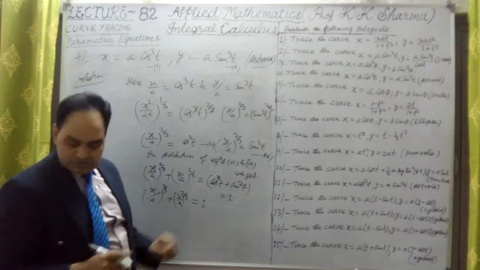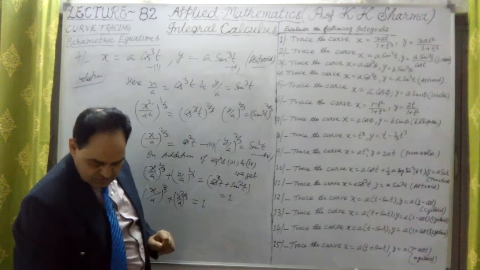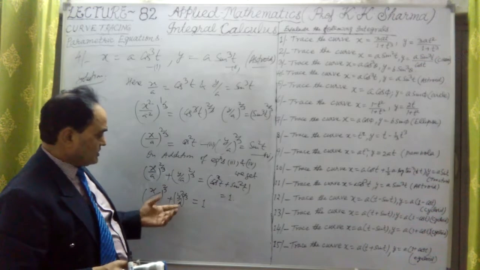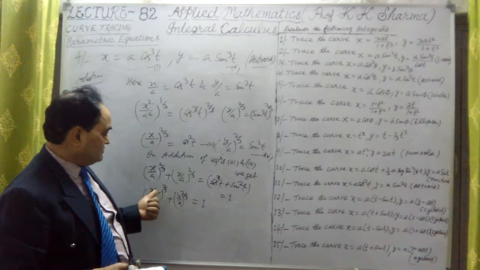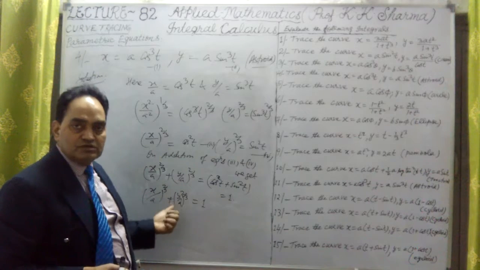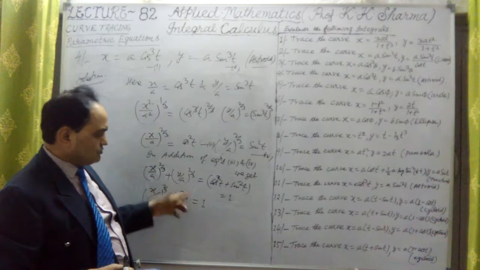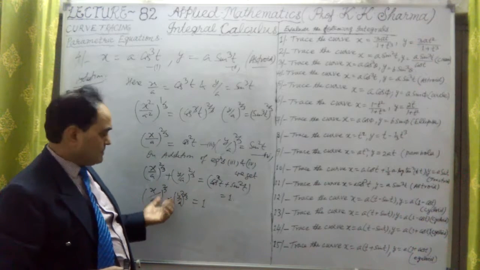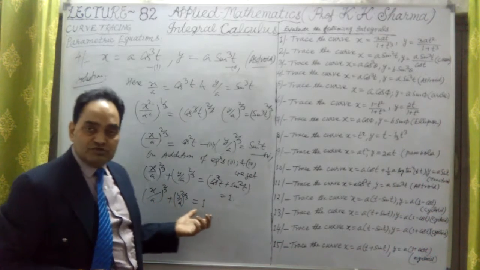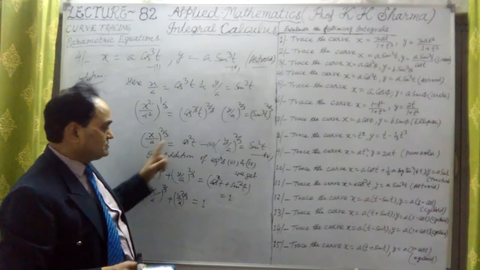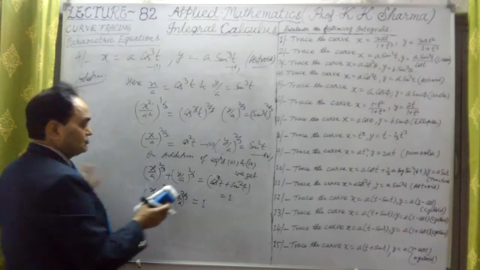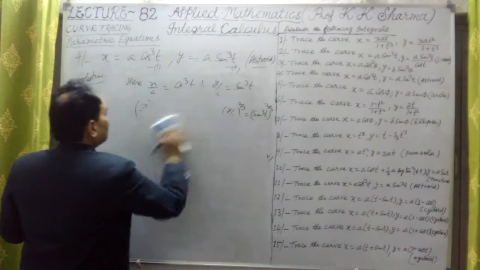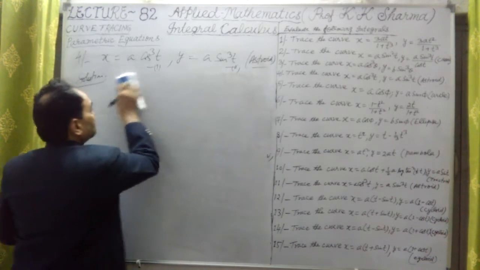Again, solving this equation, this is symmetric about both the axes. Both the variables are of even degree. The power 2 by 3 is there, but the square is also there. So both the variables are of even power. That means the curve is symmetric to both the axes. So this equation we have obtained.